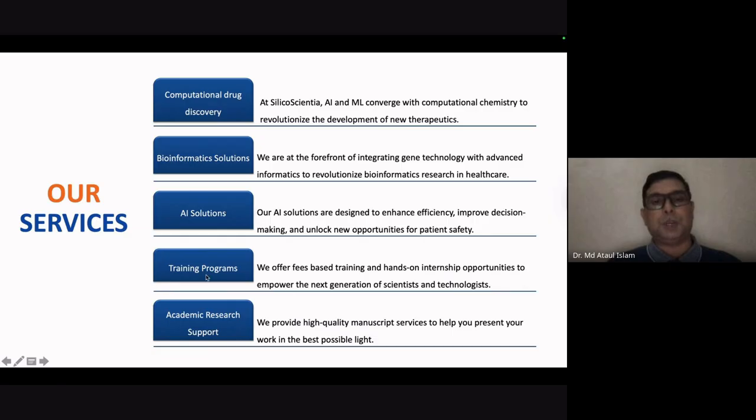Apart from that, we are also providing short-term to long-term training programs to faculties, scholars, or students who want to learn about computational drug discovery with AI, or computational biology with AI. And we also support academic research, like publication. Suppose you need a publication, or you have data or a project that you would like to execute, then we also support that here.